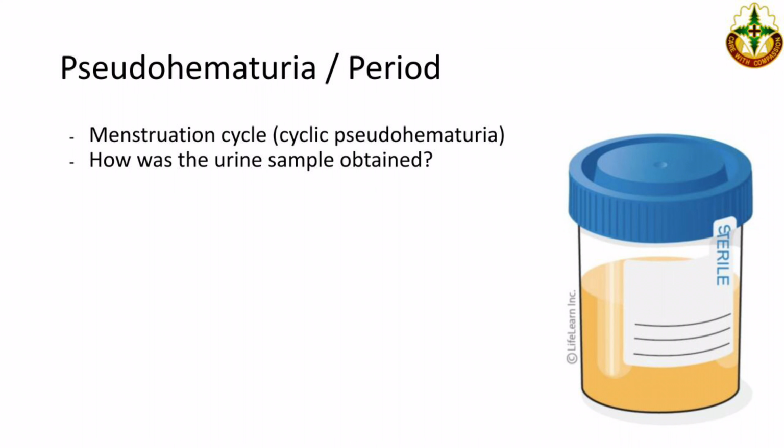Importantly, you just want to make sure that the urine sample was obtained correctly, which would mean the urine is freshly voided, either clean-catch midstream, or freshly catheterized. If the male patient is uncircumcised, they should retract the foreskin, while female patients should spread their labia when they provide a specimen.